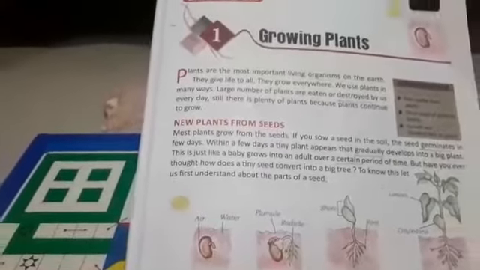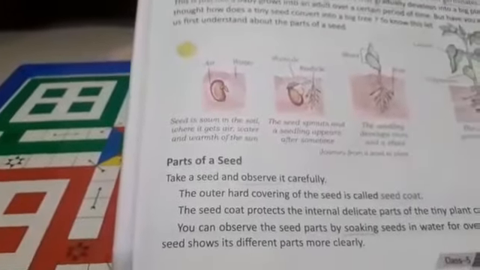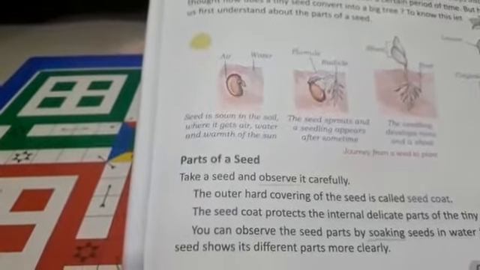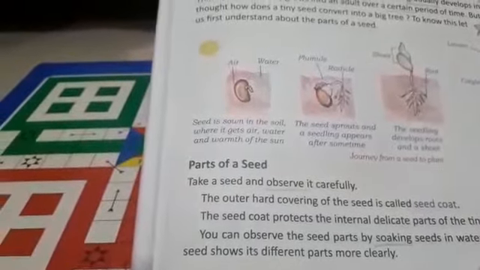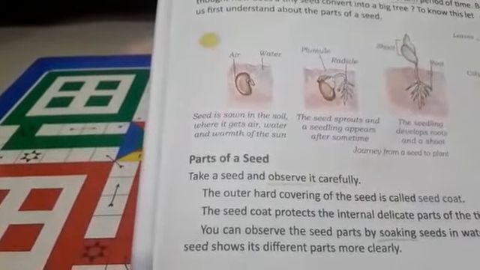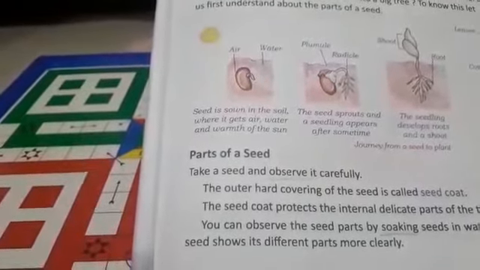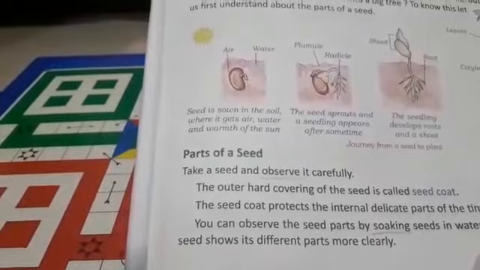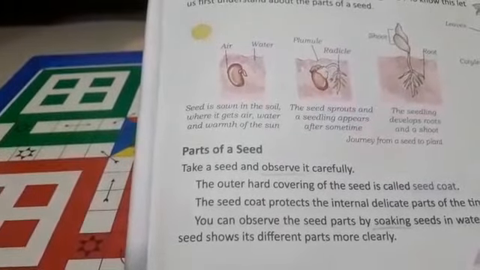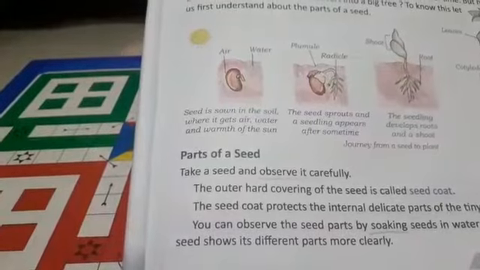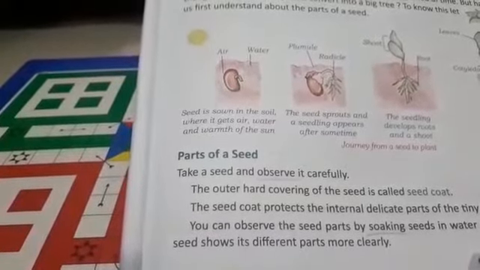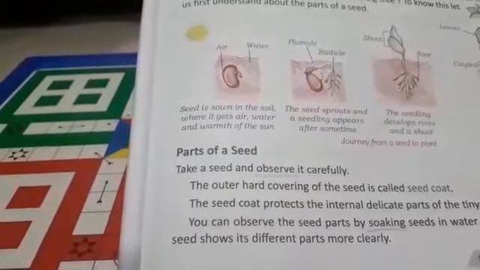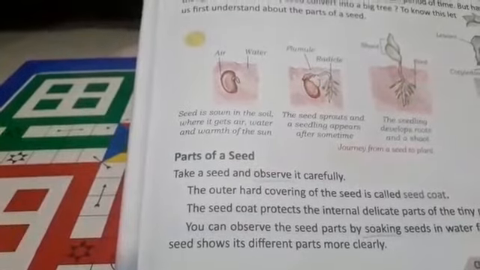Now let's study the different parts of the seed. There are different parts of the seed, like the seed coat and embryo. Take a seed and observe it carefully. The outer hard covering of the seed is called the seed coat. The seed coat protects the internal delicate part of the tiny plant called the embryo.